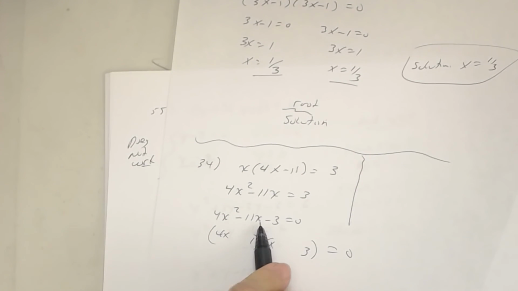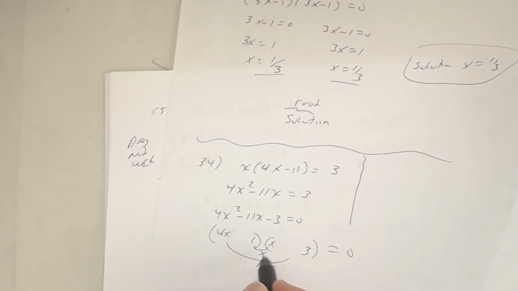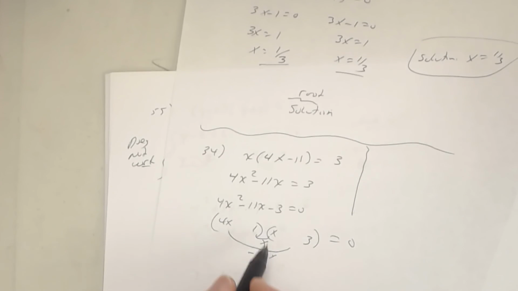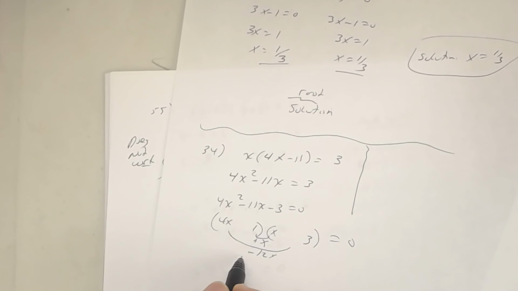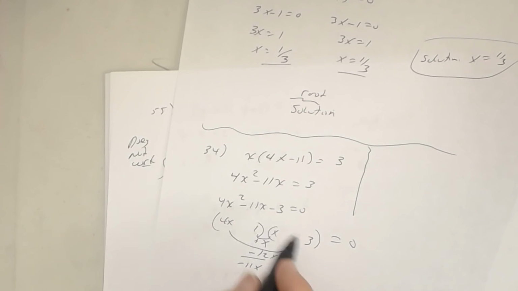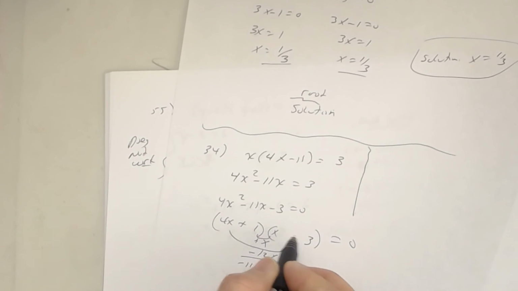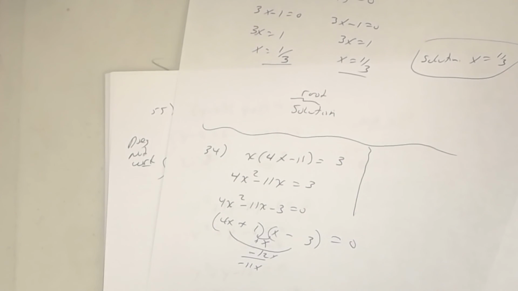The last sign's negative, means these signs are different, right? Mm-hmm. So do you see that the outer is a 12x, and the inner is just an x? And I need that middle sign to be negative, which means 12x has to be negative, and x has to be positive. And did you see that I do get a negative 11x when I add them? So it has to be 4x plus 1 and x minus 3.